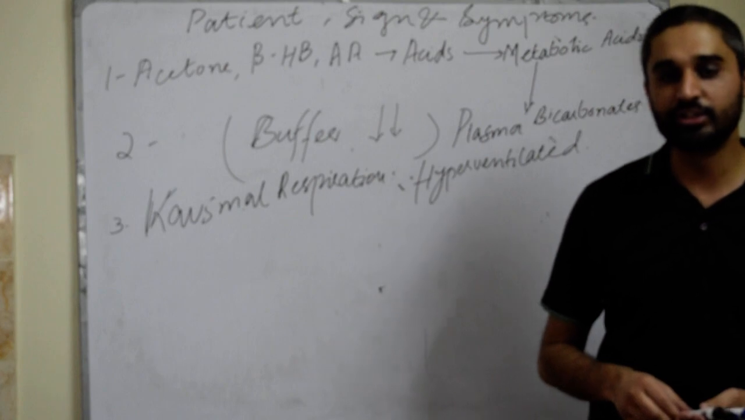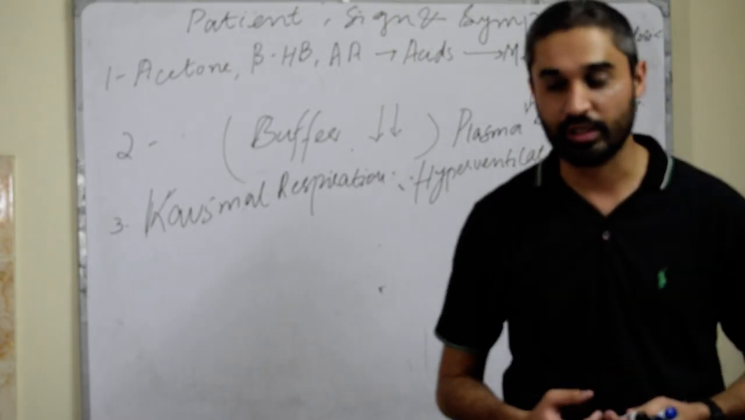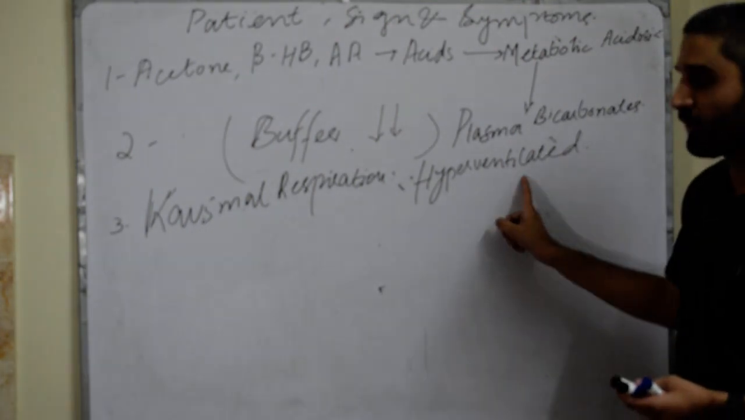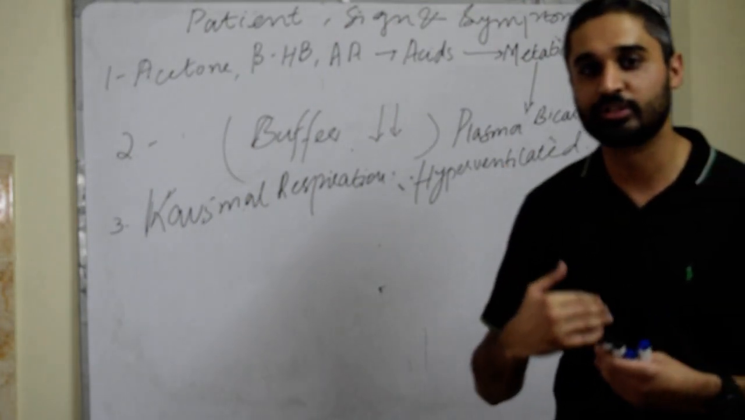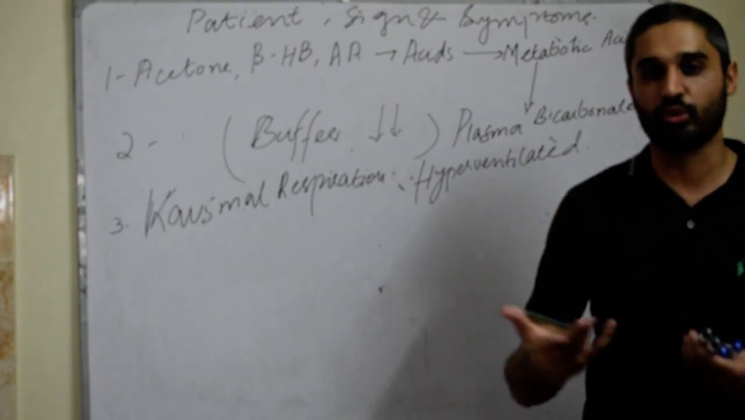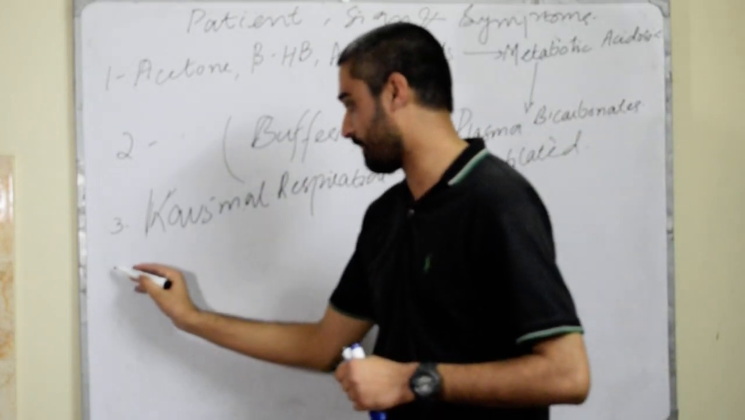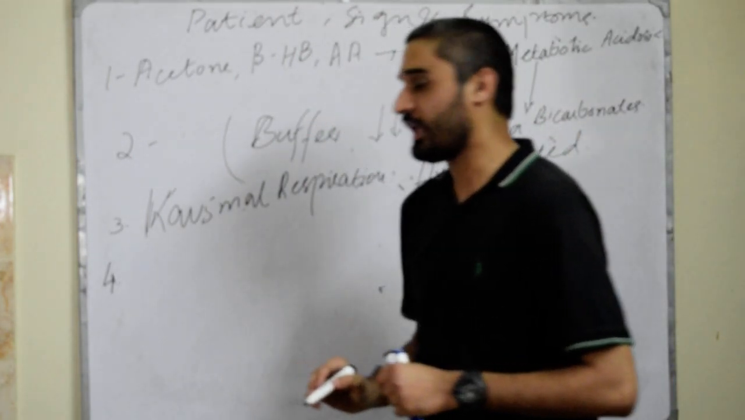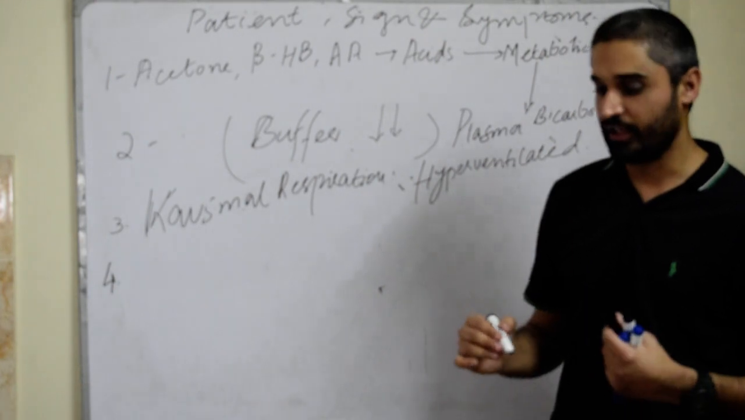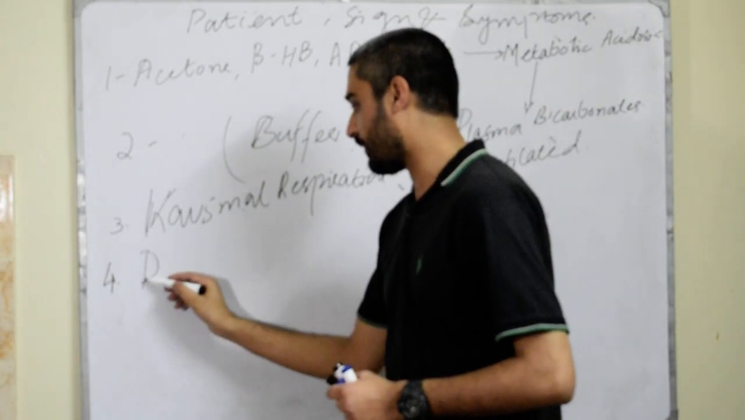We know that acetone molecules are lost through the breath, so there will be hyperventilation. Why hyper? The amount of respiration will be more, so more acetone will be lost through the osmolar respiration. Number four, whenever there is ketonuria, an increased amount of ketone bodies in the urine, it will lead to dehydration.